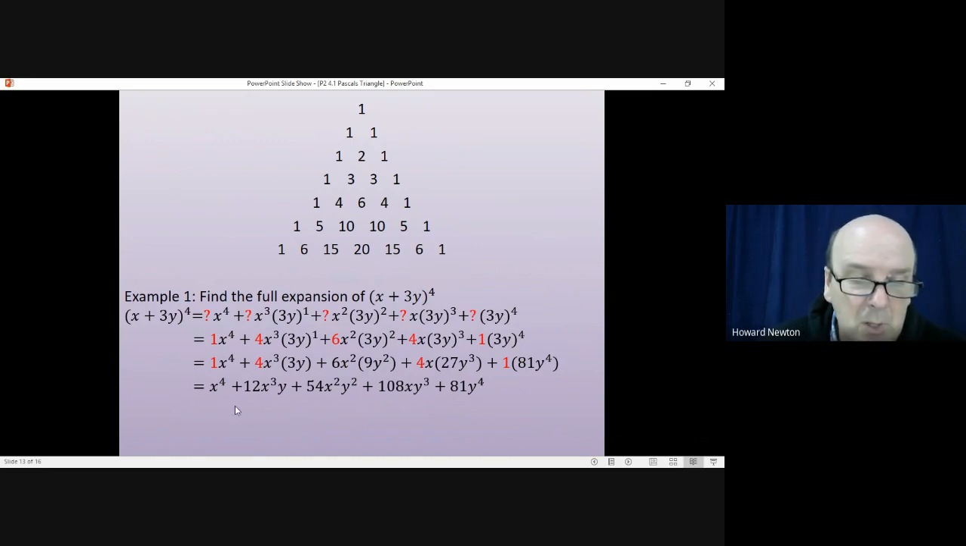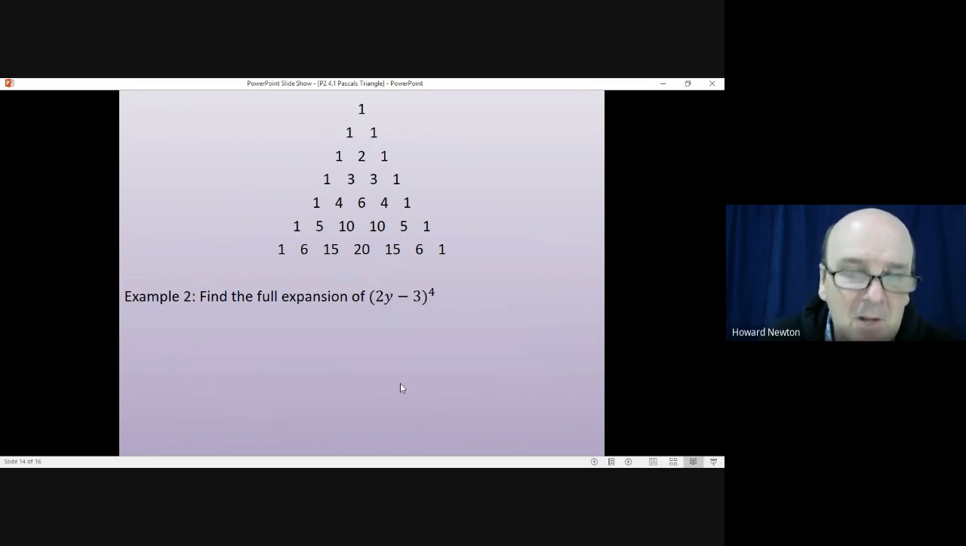x to the 4 plus 12x cubed y plus 54x squared y squared plus 108xy cubed plus 81y to the 4. I hope that made sense. I'll have a go doing another question. This time we've got 2y minus 3. Again, it's to the power of 4. So we'll be using the 4th row of Pascal's triangle to get the coefficients.